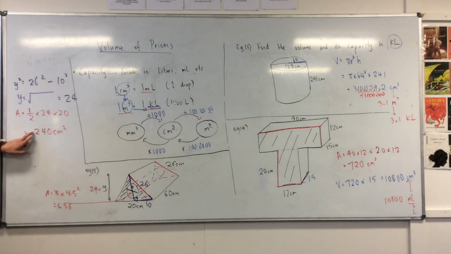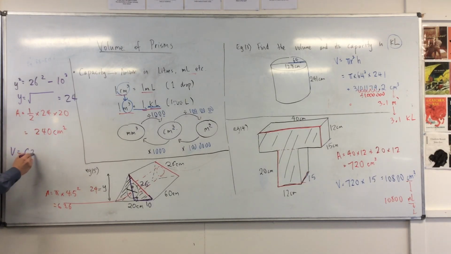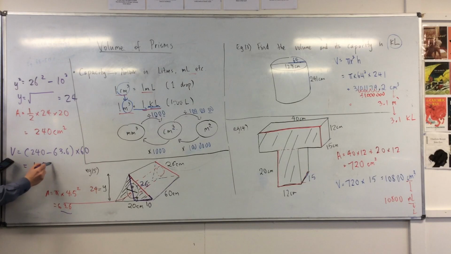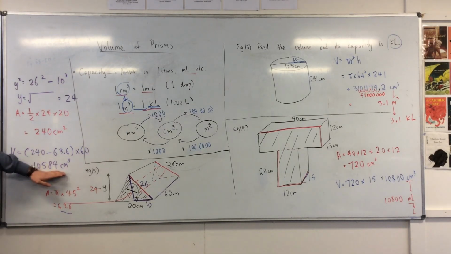So basically the front area is that, take away that. All right, let's find the volume straight away. So the area of the front, like you said, is 240, take away 63.6. And then to find the volume, we times by 60 because that's the thickness of the solid. Okay. All right, and once again, girls, listening. What's that in milliliters? Same number. Okay. That's basically what you need to know for this lesson.